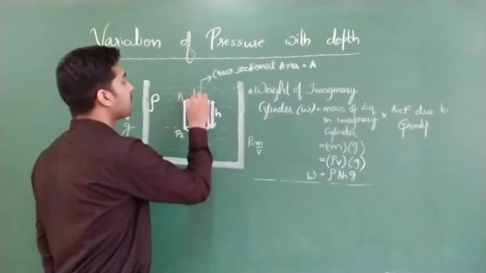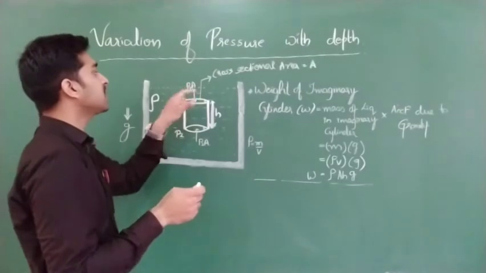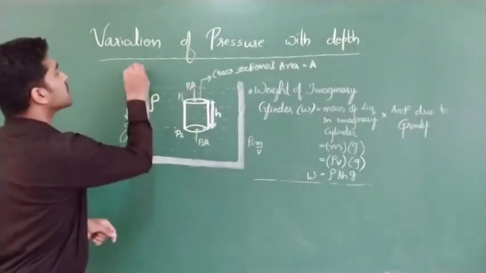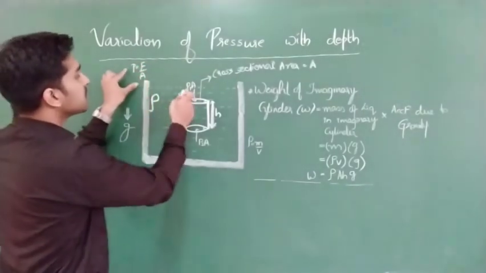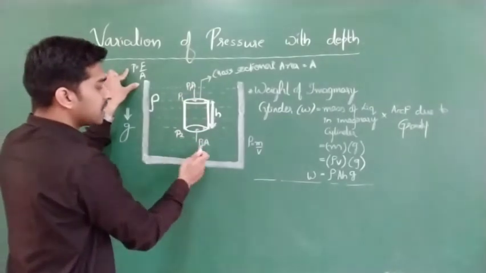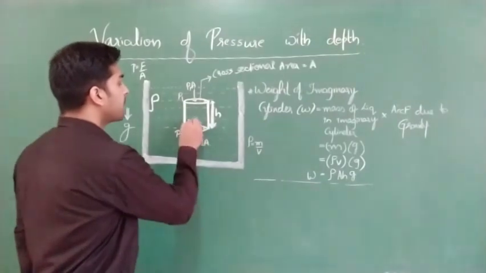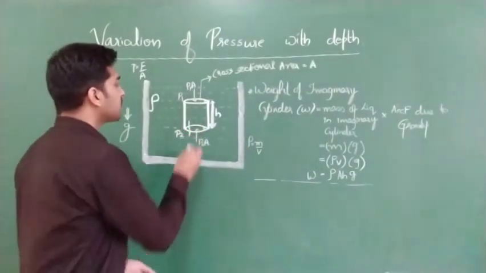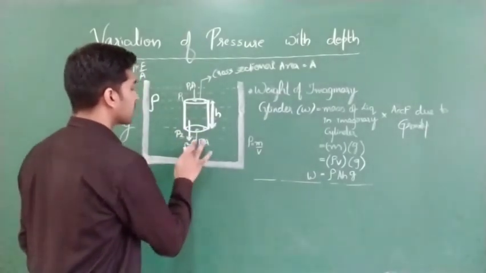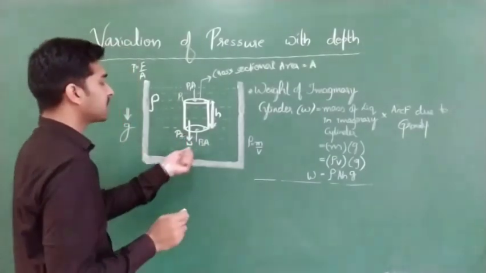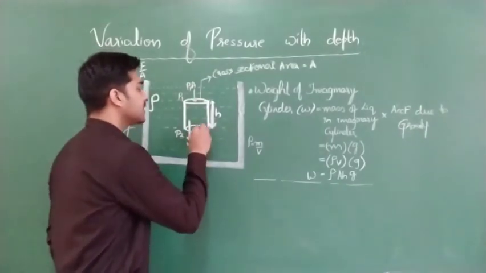Next, at this face what will happen? P1 into A will act in the downward direction. This force P1A, because we know P is equal to F by A, so F is equal to P into A. Here the pressure is P1, that's why P1 into A. Here the pressure is P2, that's why P2 into A. Clear? Okay. Next, the weight of this cylinder will also act in the downward direction. Weight W, or simply W, I will write. Weight acts in the downward direction, and P1A is acting in the downward direction and P2A is acting in the upward direction.